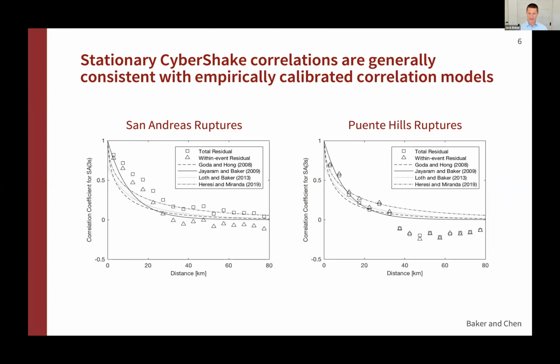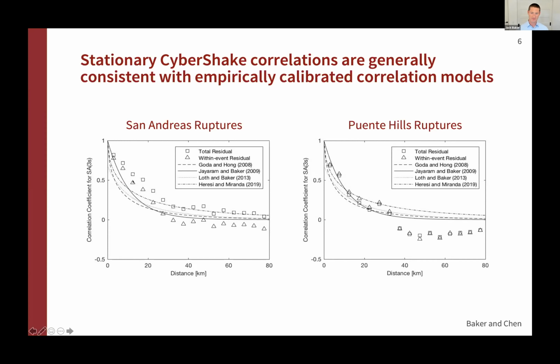And the triangles on the figure are kind of interesting. So we get this decay in correlation coefficient versus distance, which is the horizontal axis. And then the lines, all the solid and the dashed lines, those are 4 empirical models fit by various people over the years to observational data. The takeaway here is that those triangles are in the neighborhood of all the empirical models.